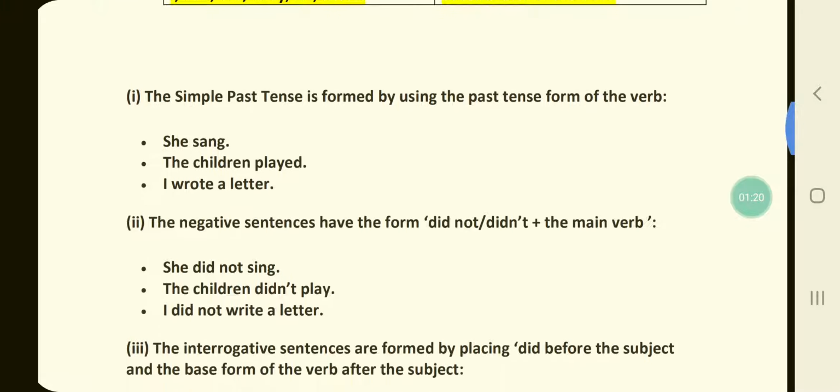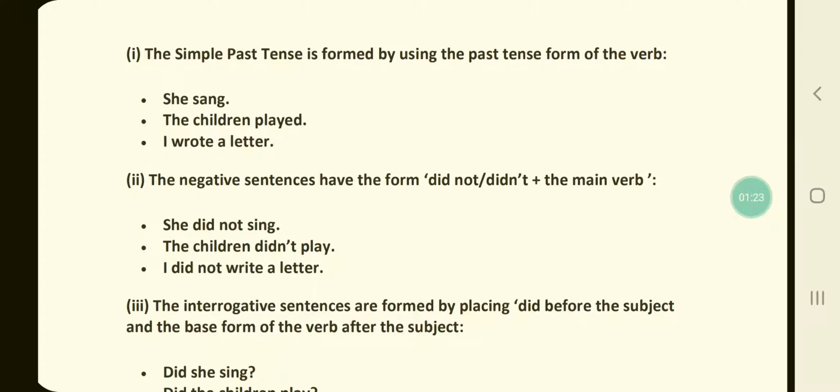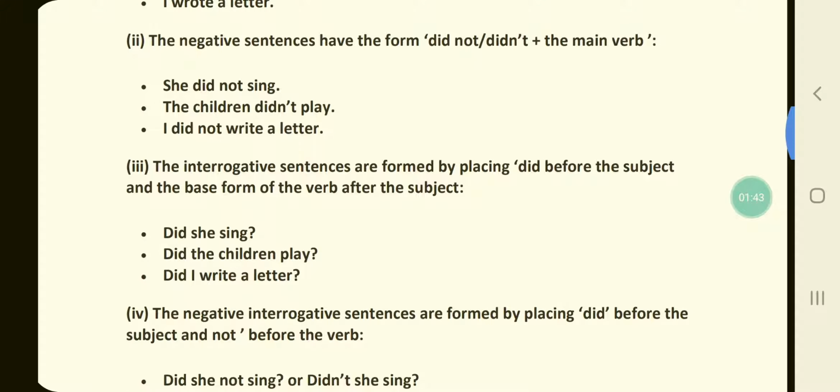Moving on to the second part, the formation of simple past tense. The negative sentences have the form did not or didn't plus the main verbs. For example, she did not sing, the children didn't play, I did not write a letter. Similarly, children, the interrogative sentences are formed by placing did before the subject and the base form of the verb after the subject. For example, did she sing? So children, did is a verb, she is subject, sing is also a verb.